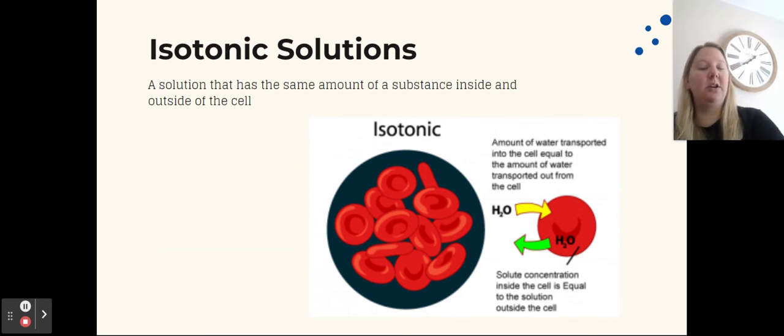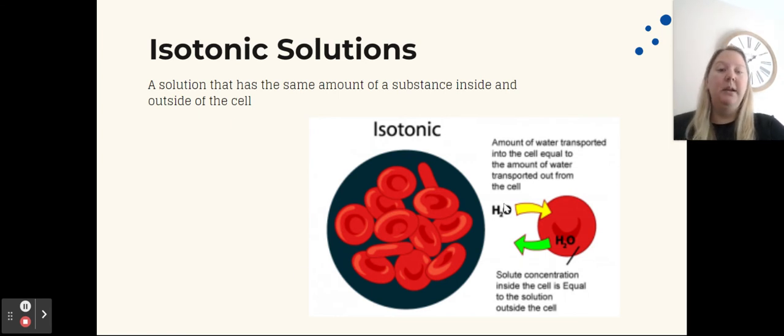So here's our isotonic solution. We like to look at this in humans as red blood cells. We want our red blood cells to sit in isotonic solutions, meaning the same amount of water is inside and outside of the cell. As one water molecule leaves, another one can enter.